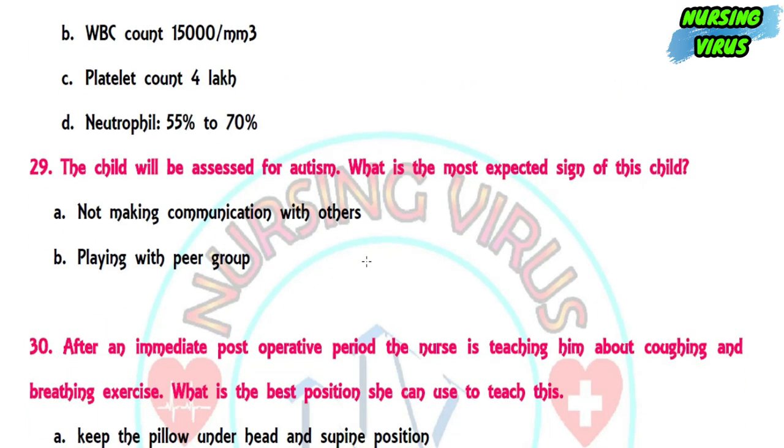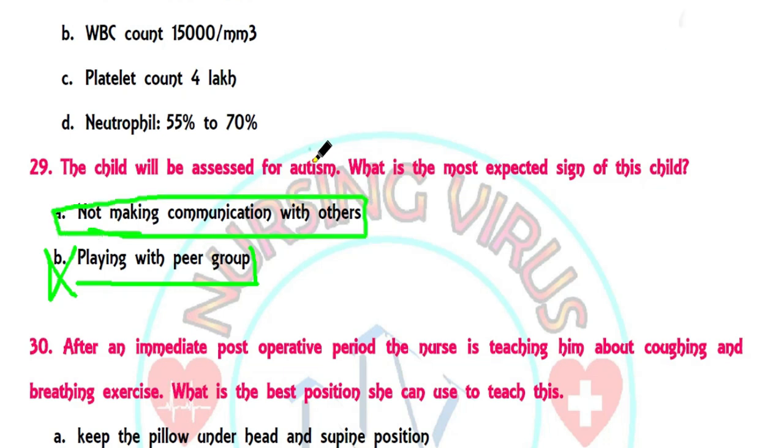So the next one: a child is assessed for autism. What is the most expected sign in this child? The options are not making communication with others and playing with peer groups. Playing with the peer group is what a normal child will do. So not making appropriate communication will be the most prominent sign seen in children with autism.